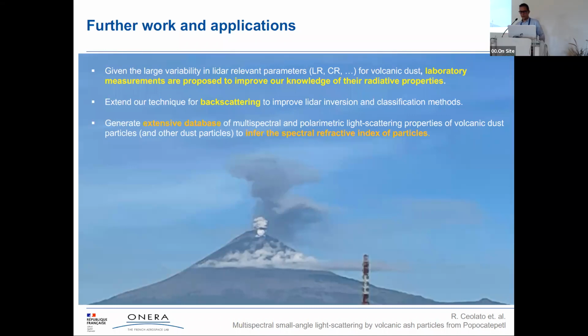So this will be done on different kinds of particles, spherical, and also volcanic ashes, in the next months. And using this database of multispectral and also polarimetric light scattering properties, we would like to infer the spectral refractive index of single particles. So this is very interesting and complementary to other work that has been presented in the morning and earlier this afternoon. So I'll be happy to discuss more with you and welcome any questions.